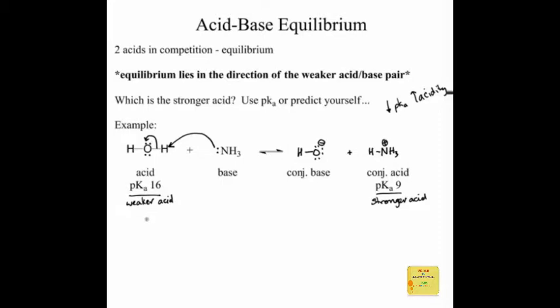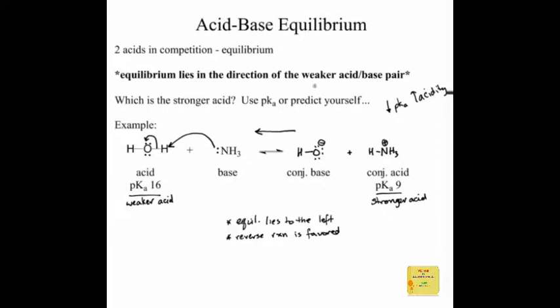So where does the equilibrium lie? It lies in the direction of the weaker acid-base pair. So it's going to be going from the stronger acid to the weaker acid. The equilibrium lies to the left, is one way to describe that. You could also say that the reverse reaction is favored. Okay, and we can make that conclusion simply by comparing the two acids.